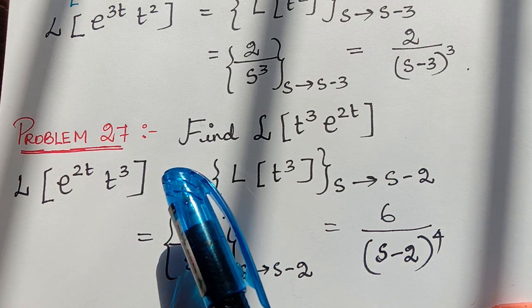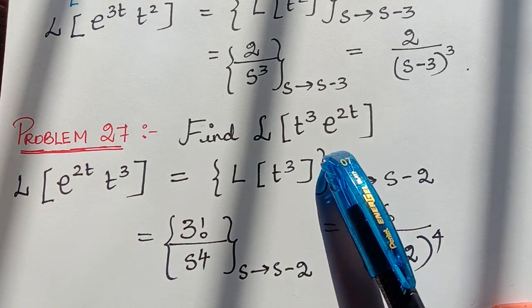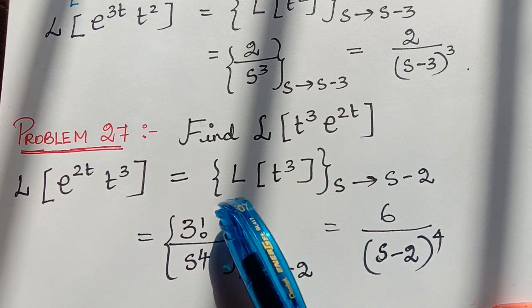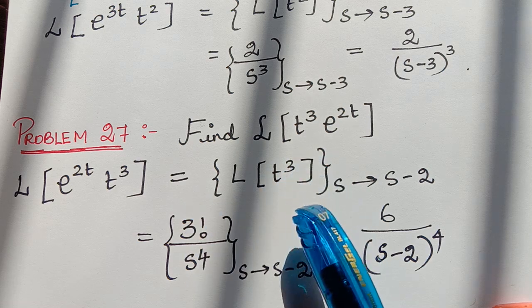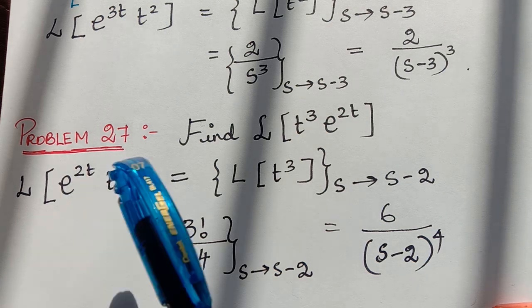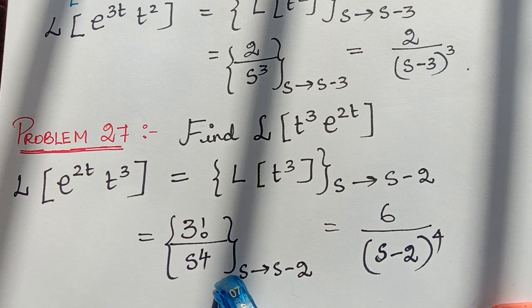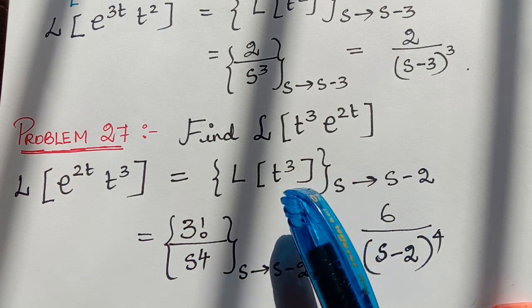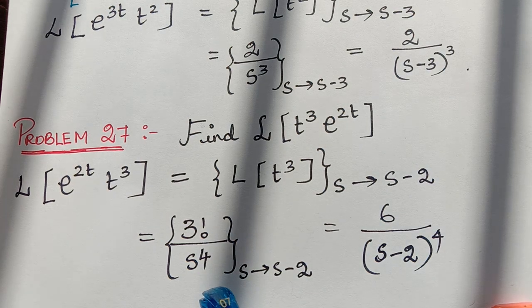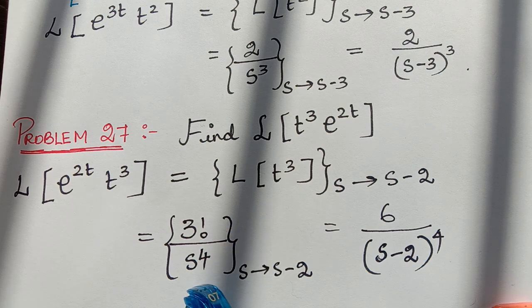So here problem number 27 is, find Laplace transform of t cube e to the power 2t. So when we apply the first shifting theorem, we get Laplace transform of t cube, where s has to be replaced by s minus 2, because we have e to the power plus 2 over here. So what is Laplace transform of t cube? It is 3 factorial divided by s to the power 4, because Laplace transform of t to the power n is n factorial divided by s to the power n plus 1. So here the value of n is 3, and so we have 3 factorial by s to the power 4.